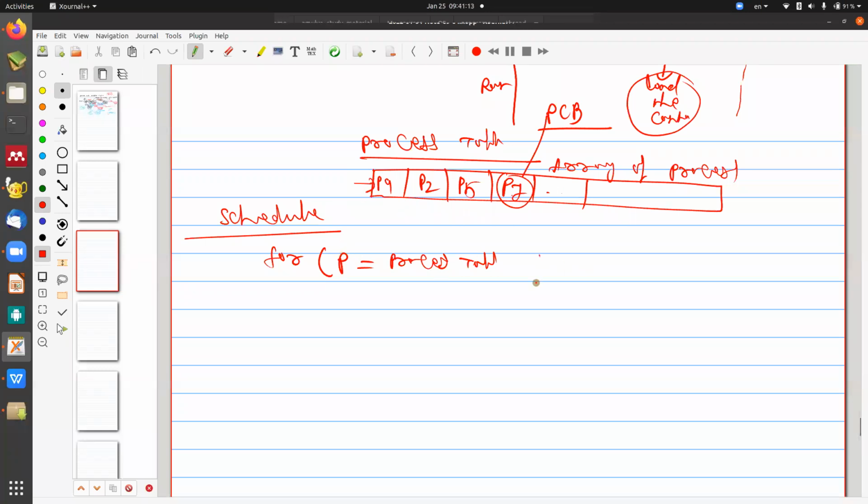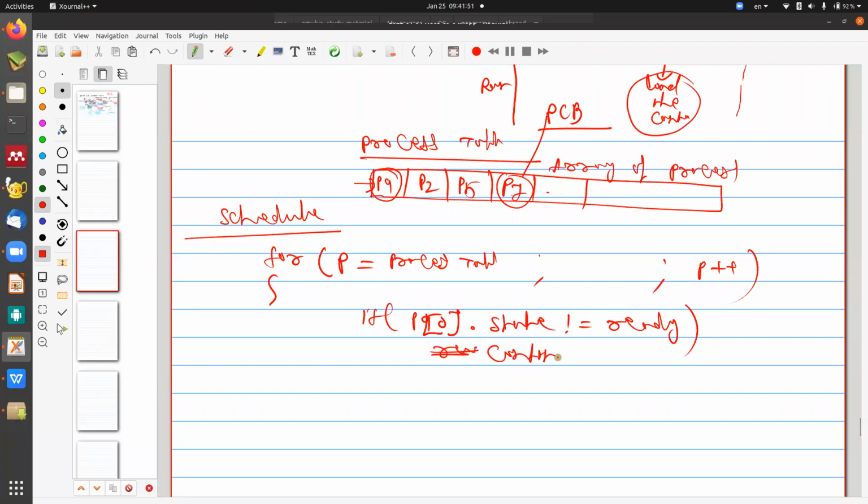Think this is the P, and gradually this P is going to be incremented. Then what should be written? If it is in the ready queue, then it will go for running. If it is not in the ready queue, nothing is happening. So first checking P9. What is the state of this P9? How can you know the state? It will be written, if P0 dot state is not equal to ready, then continue. If it is not in the ready state, you search for the next process.